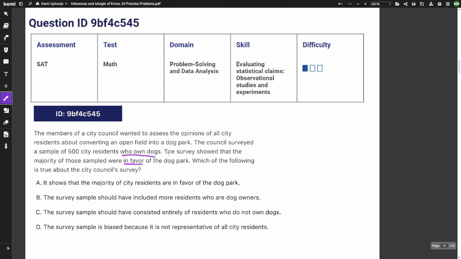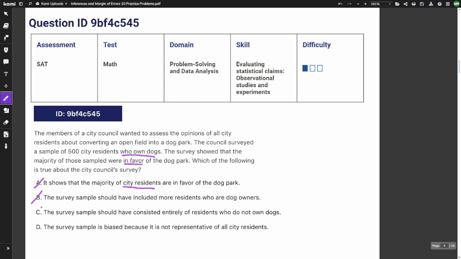So let's look at our answer choices. A. It shows that the majority of city residents are in favor of the dog park. This one's not true. Now, we know that the majority of dog owners want the dog park, but we don't know about city residents in general, so it's not going to be A. B. The survey sample should have included more residents who are dog owners. Alright, it should be the exact opposite. We need less bias. Get this out of here. C. The survey sample should have consisted entirely of residents who do not own dogs. Well, now it's biased to people who don't own dogs. What about the people who do own dogs, right?